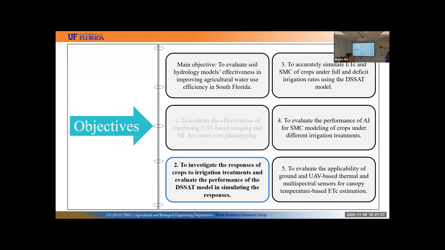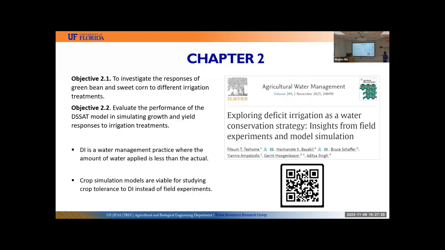With that, I'll end chapter 1 and let's directly jump to chapter 2. Chapter 2 of this research project had 2 objectives. The first objective was to investigate the response of green beans and sweet corn to different irrigation treatments.